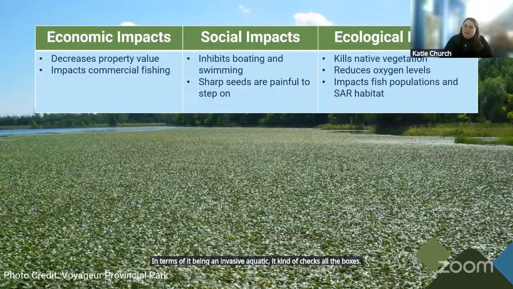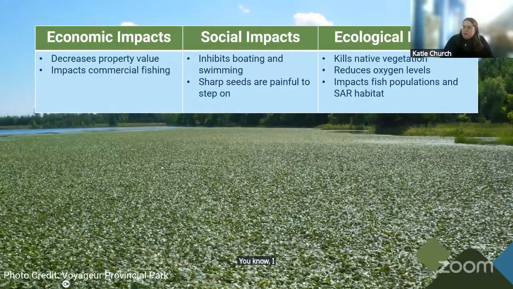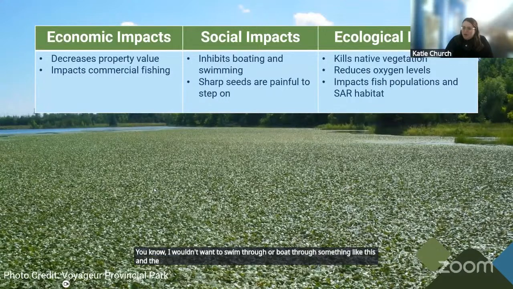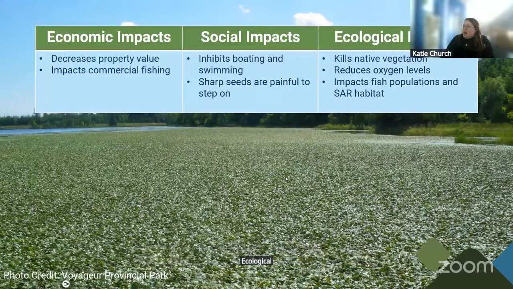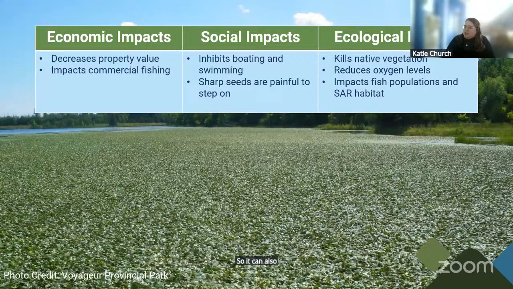Economic impacts: it can decrease property values and impact commercial fishing. I wouldn't want to swim through or boat through something like this, and the seeds are very painful. Those are the social impacts. Ecological impacts: it kills native vegetation and reduces oxygen levels. There's not really any getting through this mat. This was actually taken at Voyager Provincial Park. It can also impact fish populations and species at risk habitat.